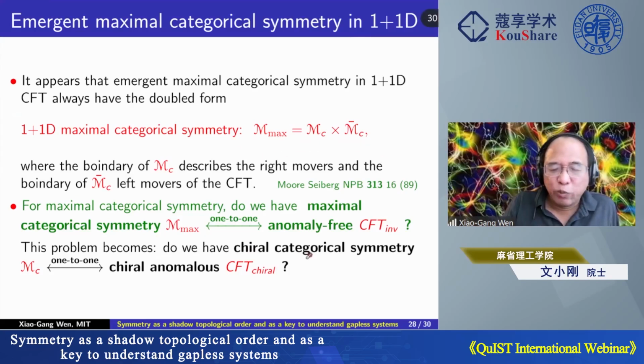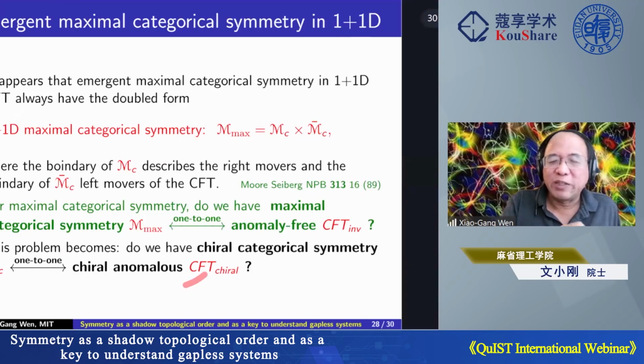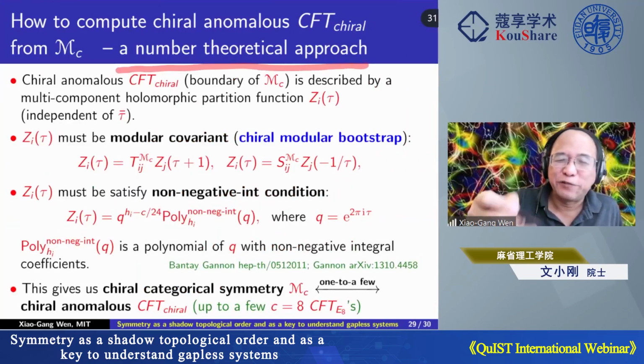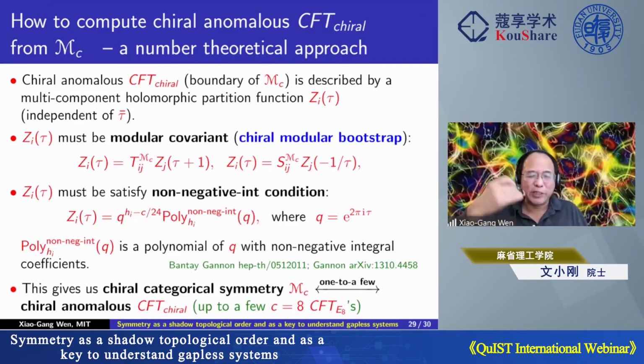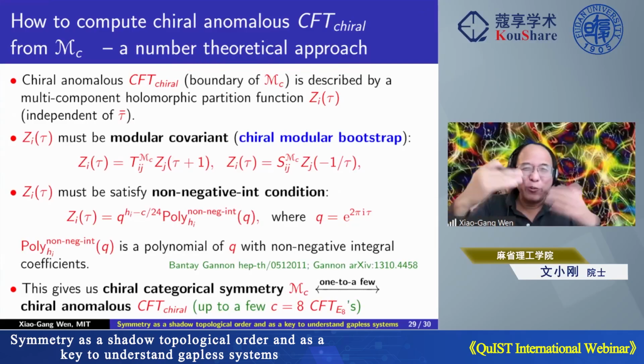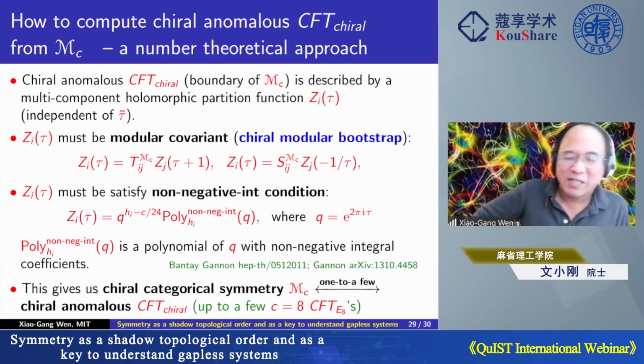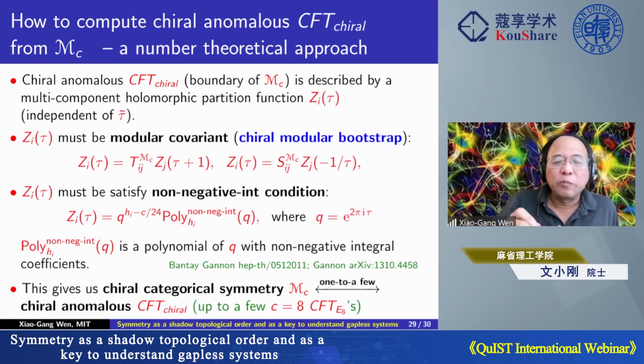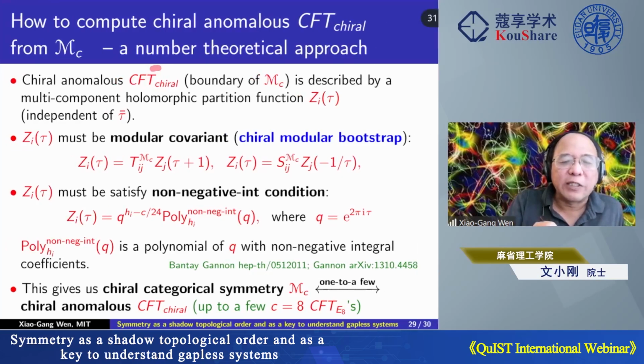And with this in mind, we can do this number theoretical calculation for this program. Actually, we do not know how to do this calculation, but this just expresses a wishful thinking. But I think it's a very important wishful thinking. And this chiral anomalous CFT means that its partition function only depends on tau, not on tau bar. So it's holomorphic in tau.